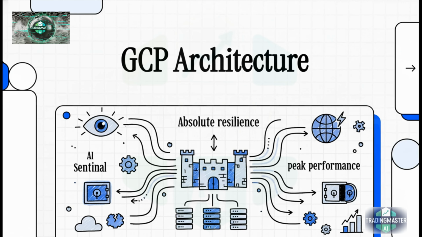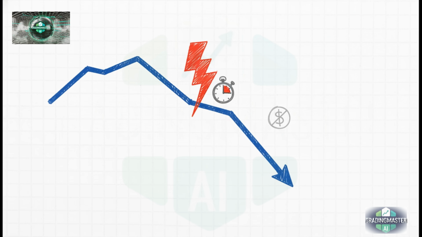All right, today we are opening the vault on Google Cloud Architecture Fundamentals. This is a core part of our TradingMaster AI Sentinel series. And look, this isn't just about using the cloud. This is about architecting for absolute resilience and peak performance. You know, at the end of the day, your code is only as fast as the infrastructure it runs on.